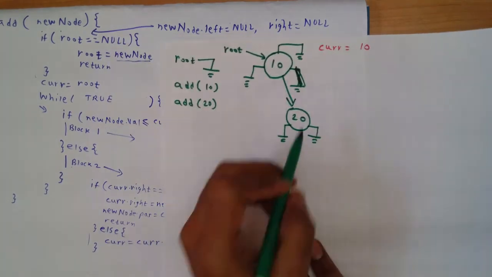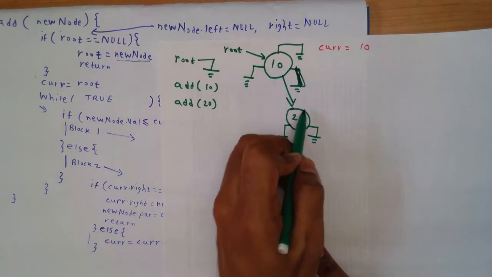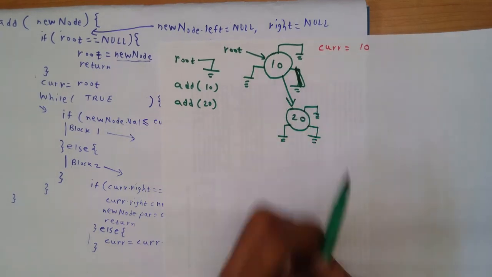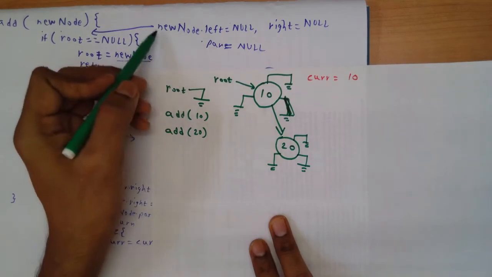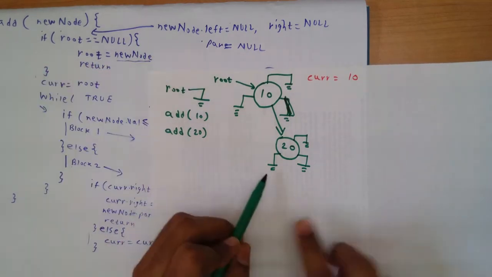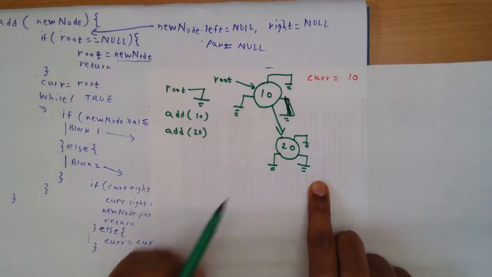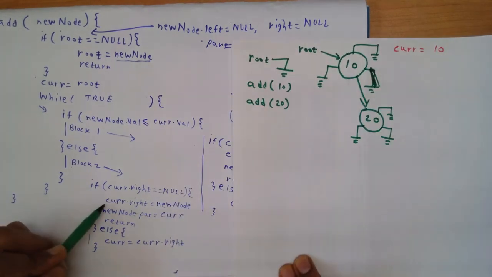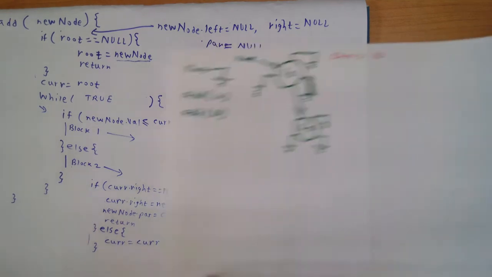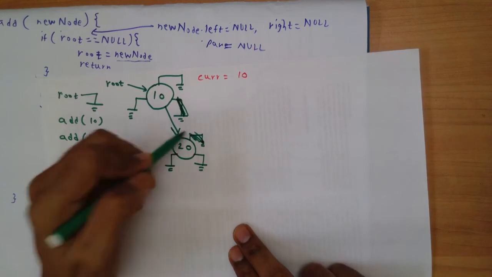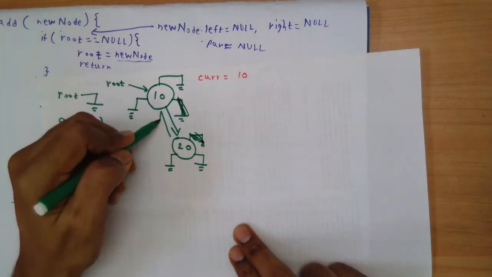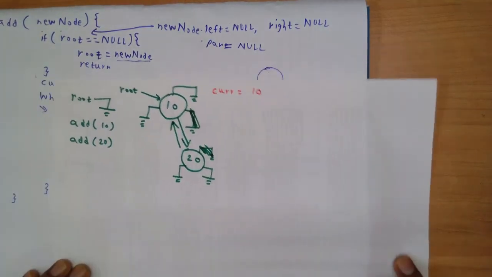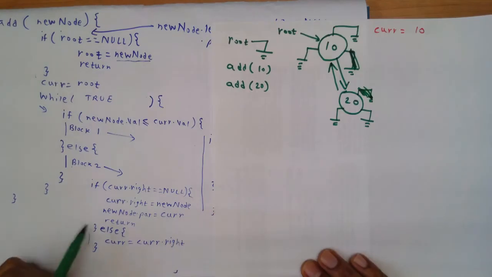Currently the parent for 20 is also set to null. That's the way we have done the initial work. These three operations have ensured that 20 has all three pointers set to null. Now inside our block 2 we have ensured that current dot right is the new node, and now we should say that new node dot parent is current. So for 20, instead of a null parent we would have 10 as the parent. And then we are returning.